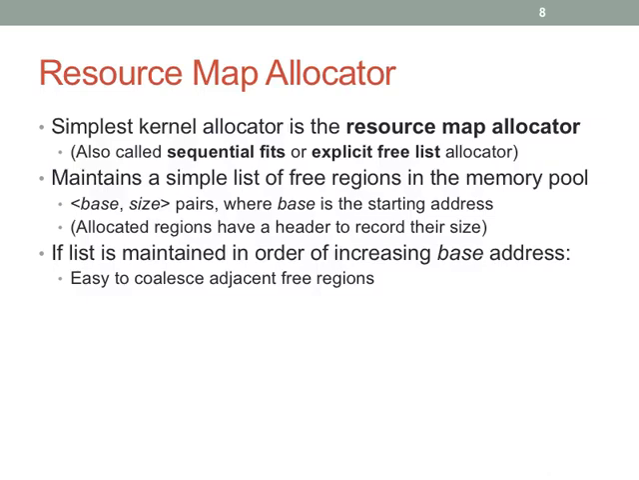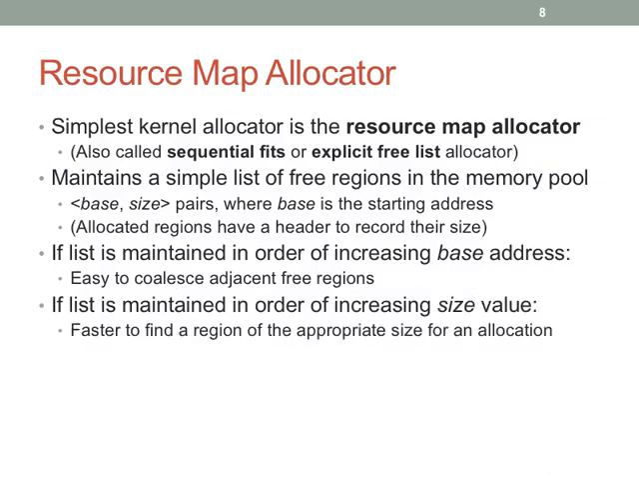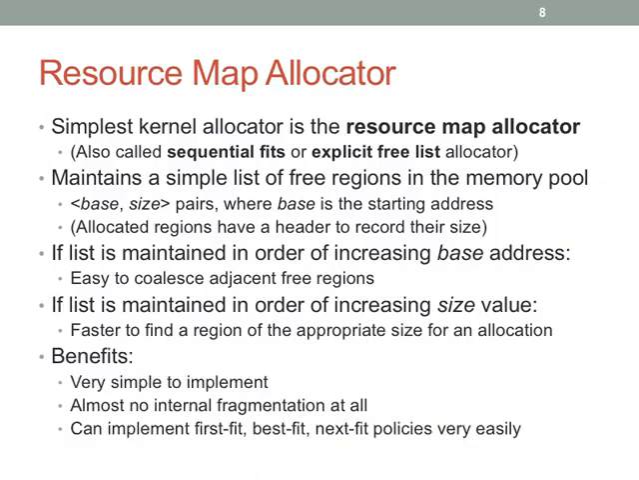So yeah, if this list is maintained in order of increasing base address, it's really easy to coalesce adjacent regions. That is obviously a benefit. Also, if we have the list maintained in increasing size, it becomes easy to find a block the size that we need. Okay? So we have obvious trade-offs here, and so while this is very simple, you can see that it's really difficult to tune this for being good at multiple things at once. We can either make it easy to coalesce and hard to find things of a particular size, or vice versa.